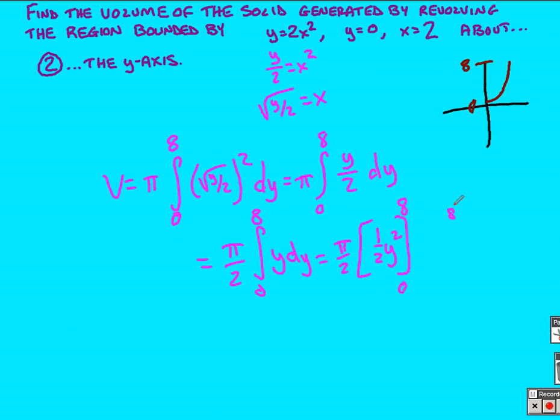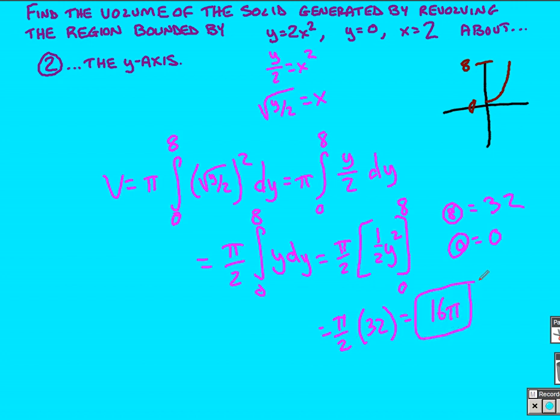When I plug in 8, I'm going to have 8 squared, which is 64, divided by 2 is 32. And if I plug in 0, I'm going to get 0. So I should have pi over 2 in front times 32 on the inside. So 32 divided by 2 is 16 times pi.